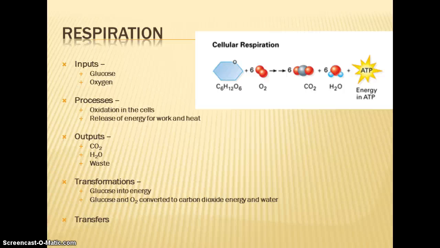The transformation: the glucose is turned into energy, because the energy is stored in the carbon-carbon bonds of the glucose, and now that it's been broken apart, that energy is released and is used by the consumer. Glucose and oxygen have been converted into carbon dioxide, energy, and water. So the transfers that take place, once again, energy is our transfer. The chemical energy that was stored in the glucose has been transformed into kinetic energy, which is energy of motion, so that's the energy that's used for work, and then what has been degraded into heat.